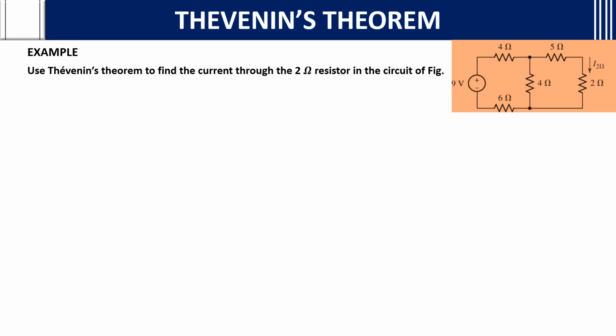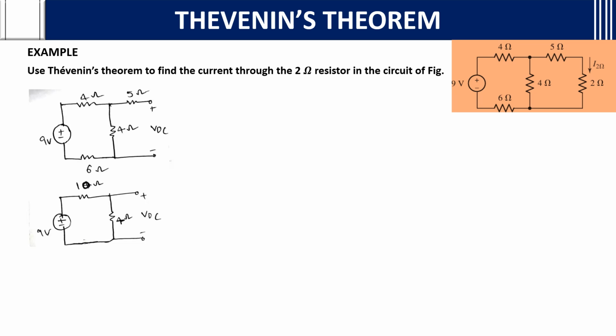Then remove that 2 ohm resistor first. Then find the Thevenin's voltage and Thevenin's resistance at that point, at the 2 ohms. Then add the 2 ohms back and get the current in that 2 ohm resistor. Simple. We will see.